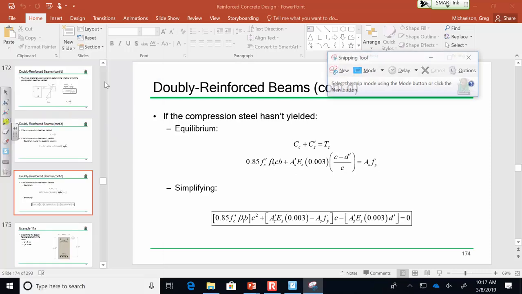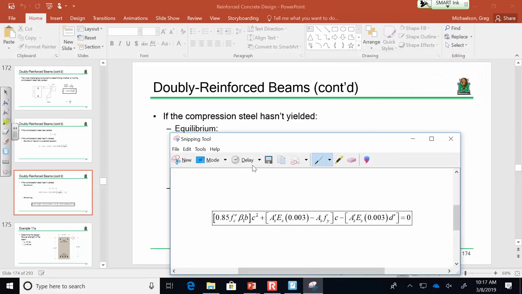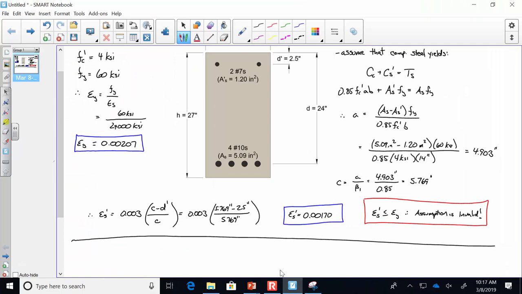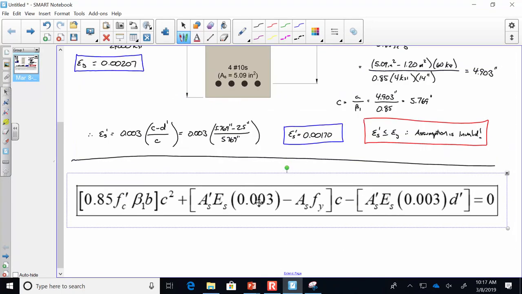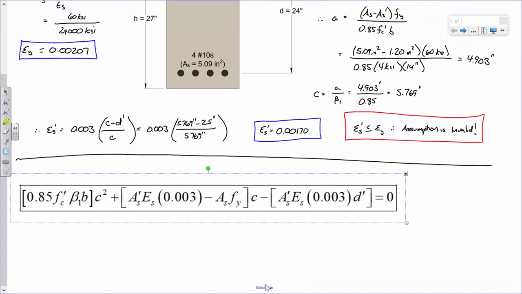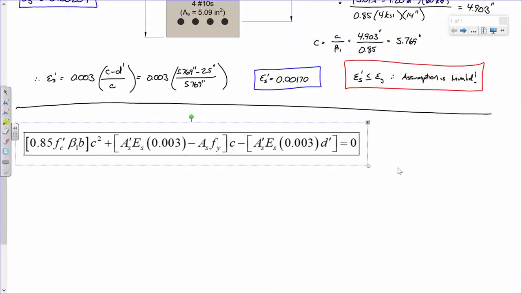Okay. Now, I'm lazy, so this is what I'm going to do. I'm going to snip this. And here's the equation. And so here's what I'm going to do. Okay. Now, just so everybody is clear, what did we get for C up here? 5.769? Remember, that's wrong. Okay, that's not the C value because the assumption's invalid. So we have to figure out what C is. Now, here's how I'm going to do this.